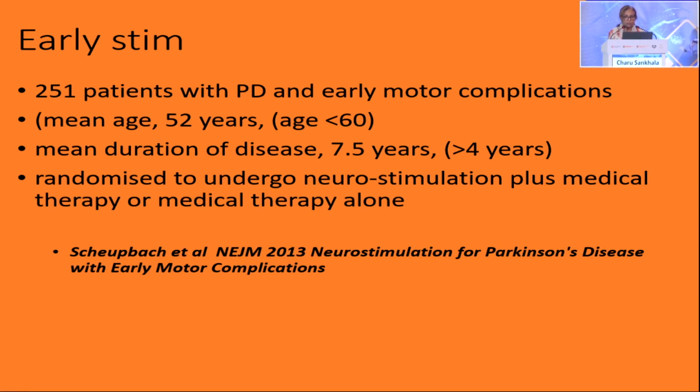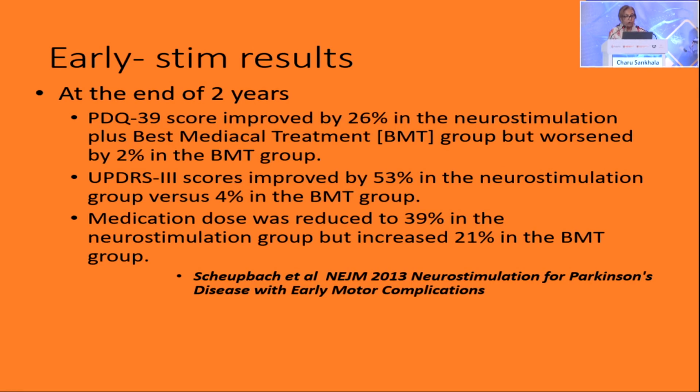Randomized to undergo neurostimulation plus medical therapy and medical therapy alone. This is a landmark trial. So what was the result? At the end of 2 years, PDQ-39 score improved by 26% in the DBS group versus the best medical treatment, where in fact there was worsening by 2%. UPDRS 3 score, that is a motor score, improved by 53%, and in fact only 4% in the BMT.